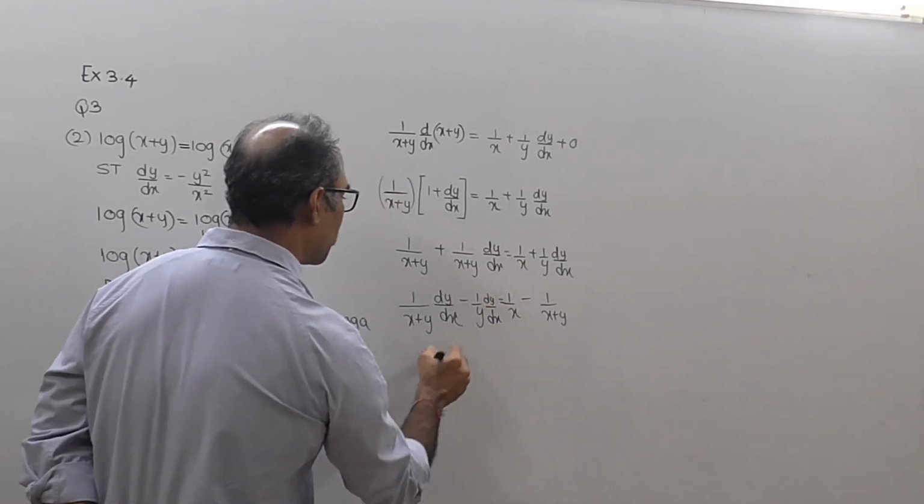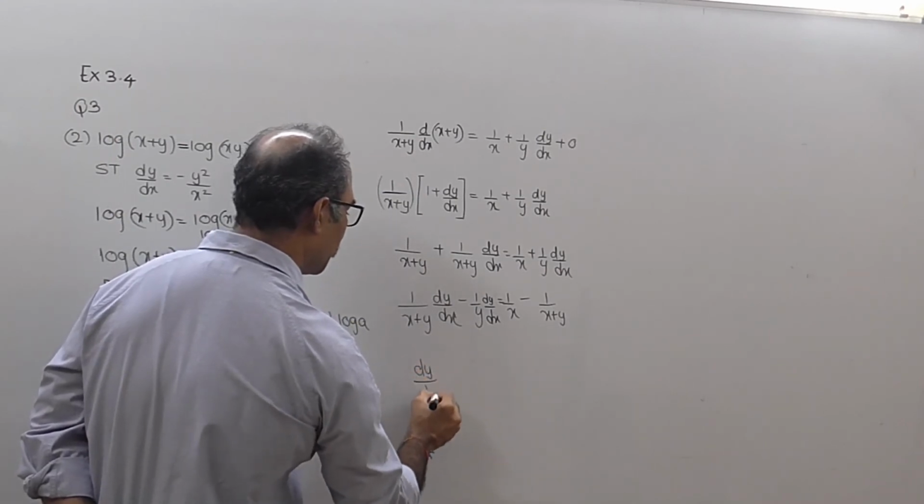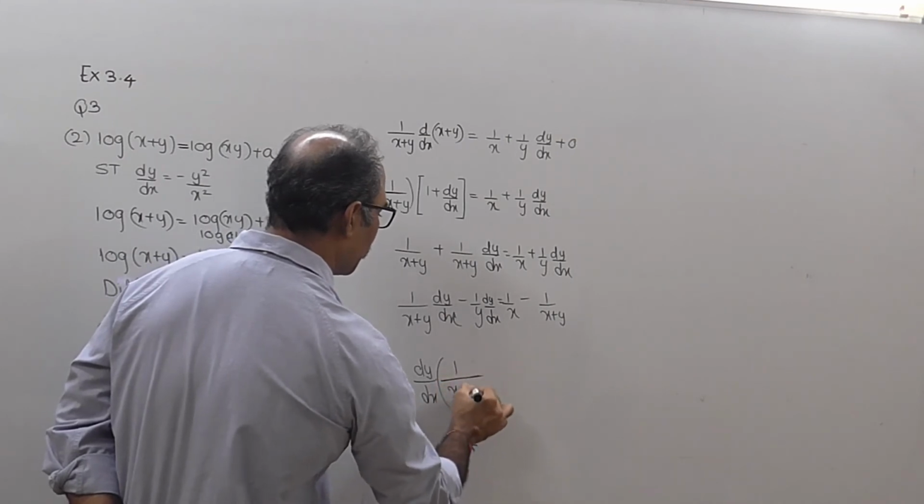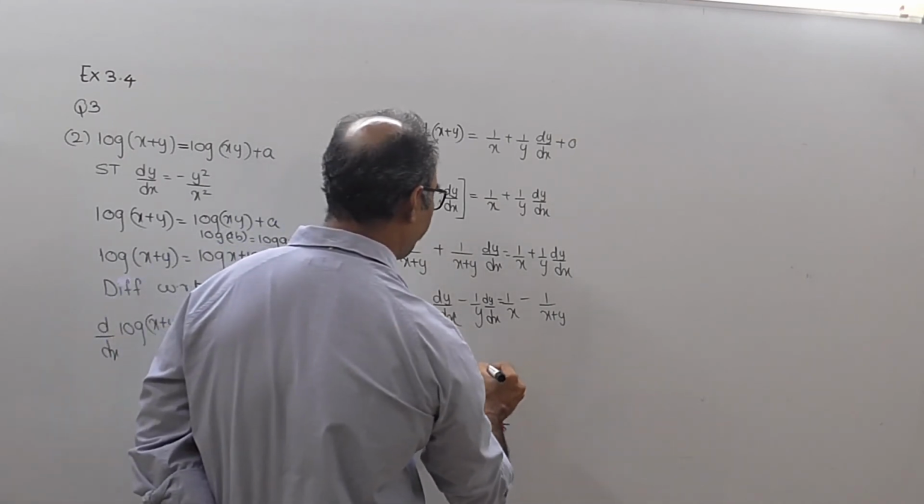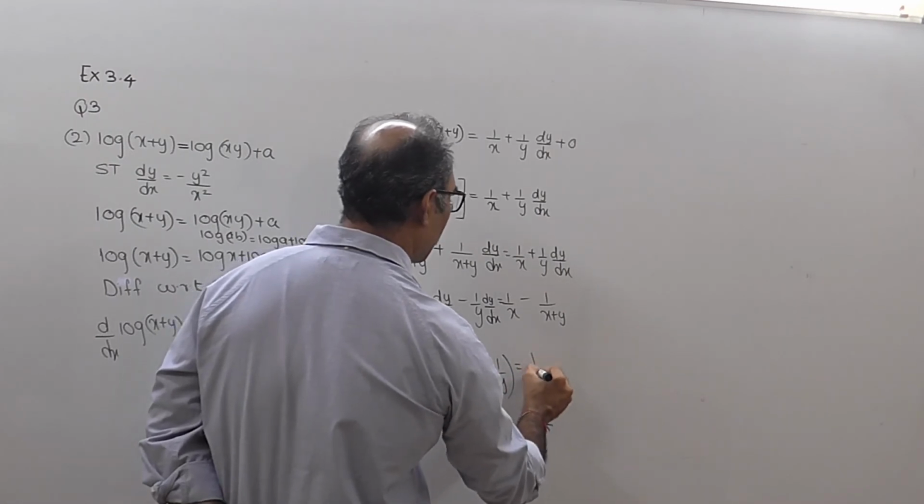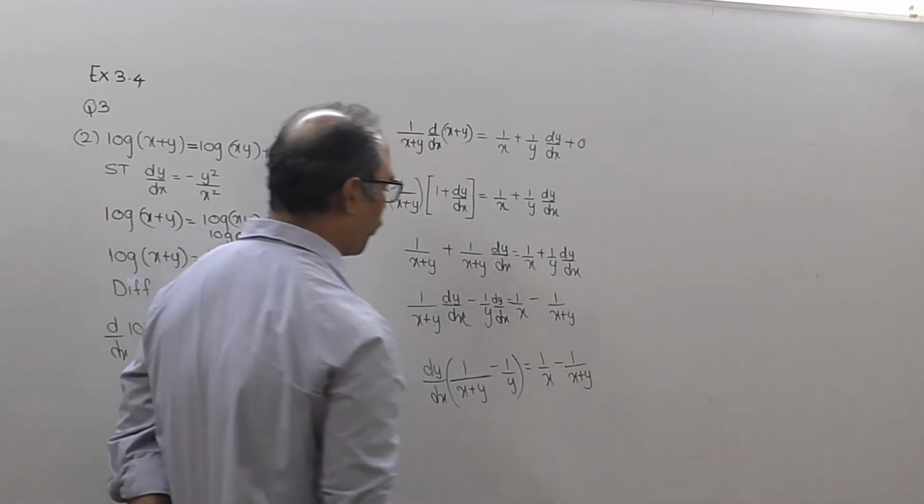So you can take dy by dx common: 1 upon x plus y minus 1 upon y, and this is equal to 1 upon x minus 1 upon x plus y.